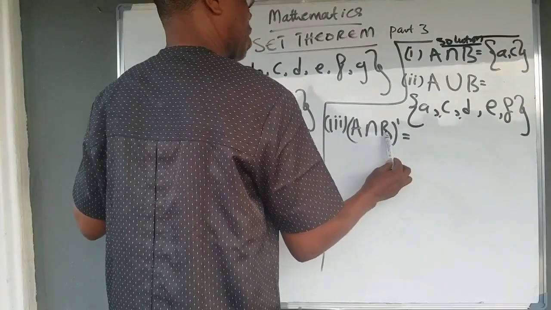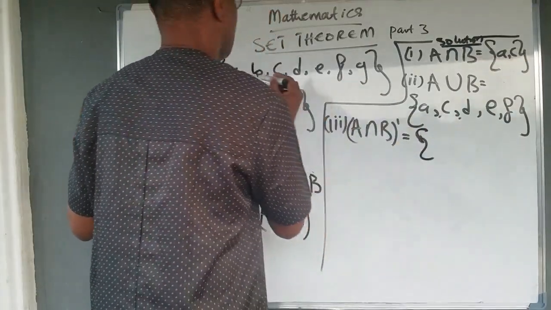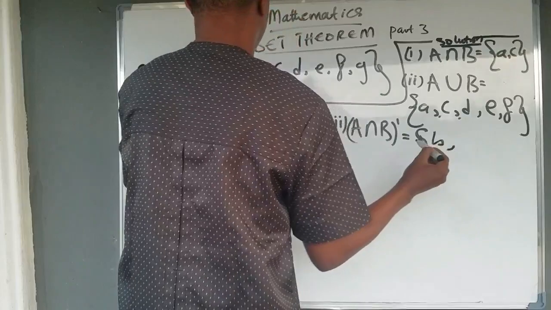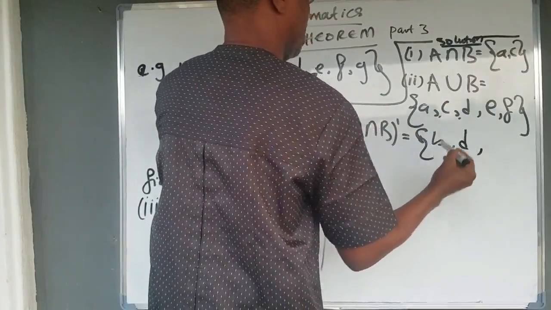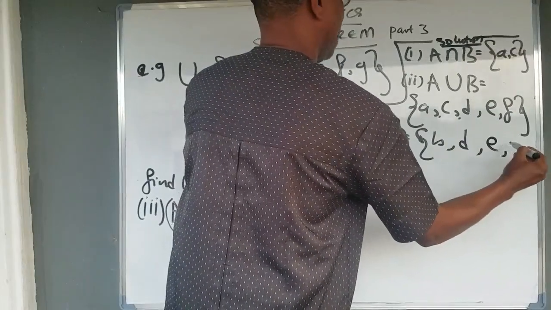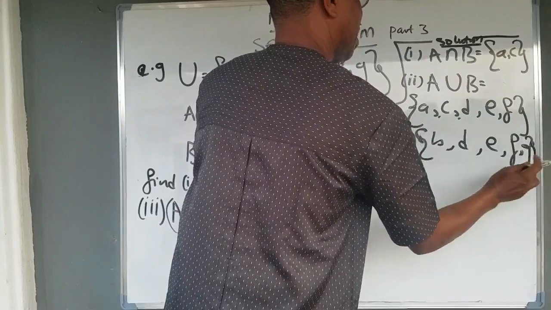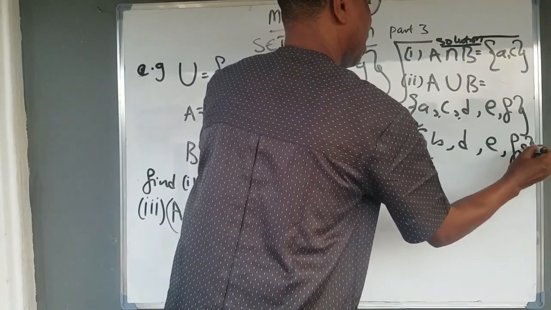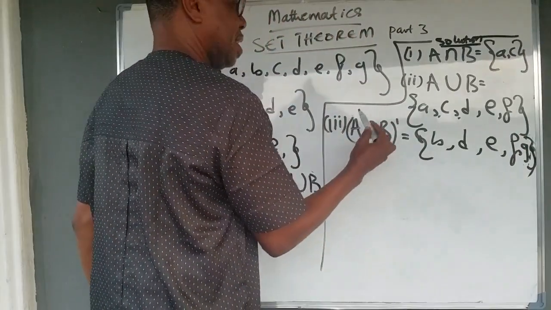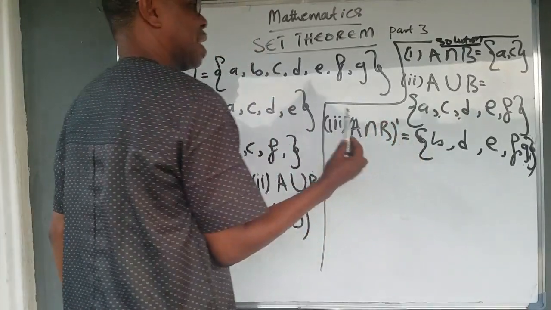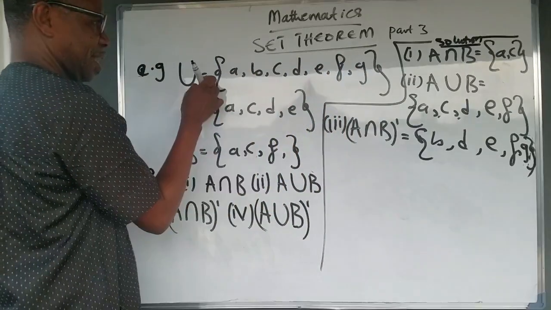So what else is not there? So we now have D is there, but not here. C is there, we should not take C. D is there, we take D. We take E, we take F, we take G. So this is A intersection B complement. That is those things that are in the universal set that are not in A intersection B.